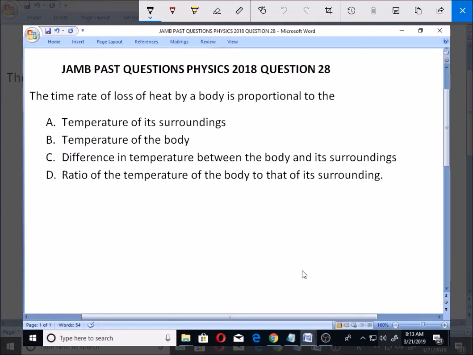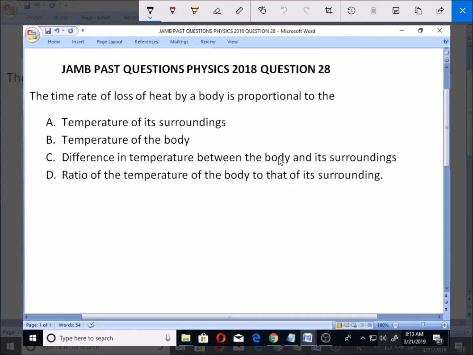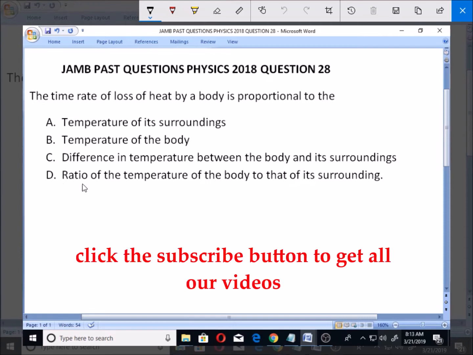Let's look at question number 28 for JAMB Past Questions Physics 2018. The time rate of loss of heat by a body is proportional to the: A. Temperature of its surroundings, B. Temperature of the body, C. Difference in temperature between the body and its surroundings, D. Ratio of the temperature of the body to that of its surroundings.